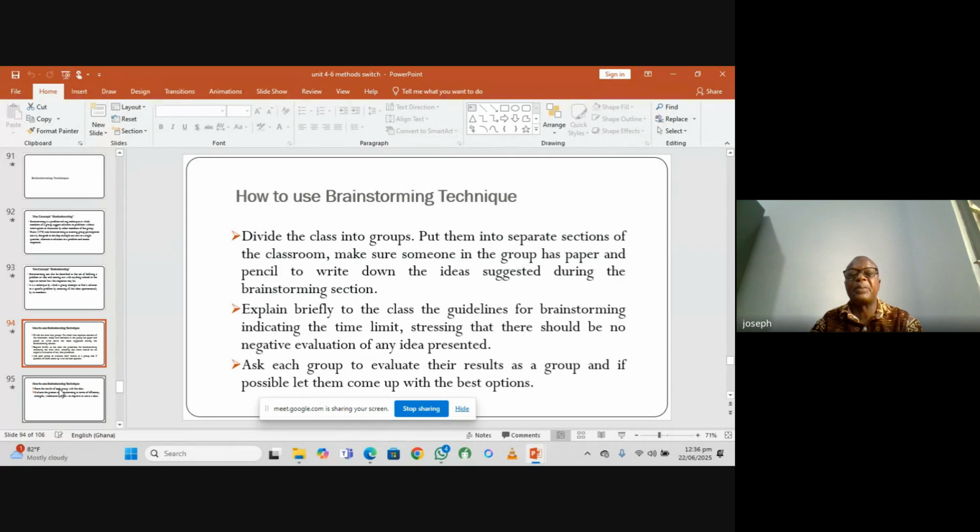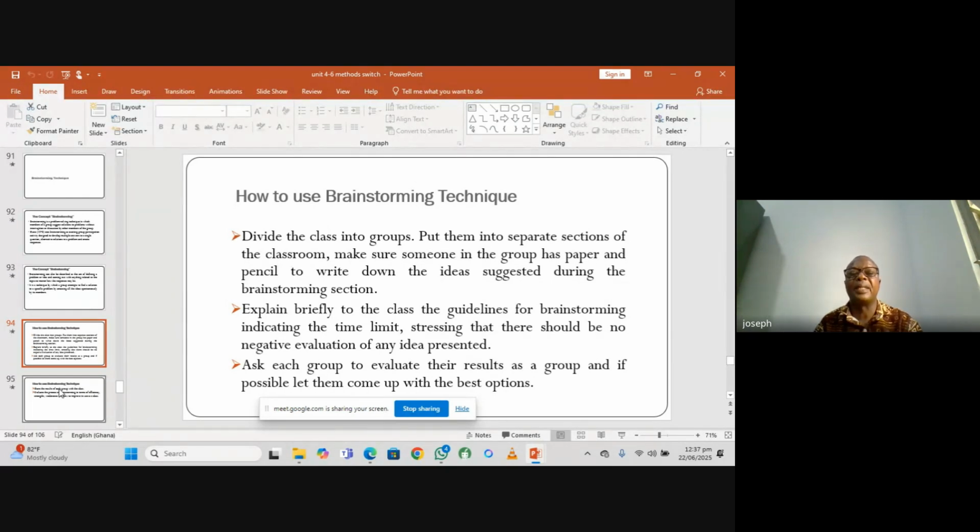You are using only 5 minutes because it's a technique that you are using. Maybe out of the 3 objectives, that is one of the techniques. So you don't use much time on the brainstorming as a technique, else you can't achieve the rest of the objectives. So there's a time limit for them to submit if you are putting them into groups. If you are not putting them into groups and you are asking the question, calling for responses, then you make sure that you are working within time. So you don't use all the time for the brainstorming.